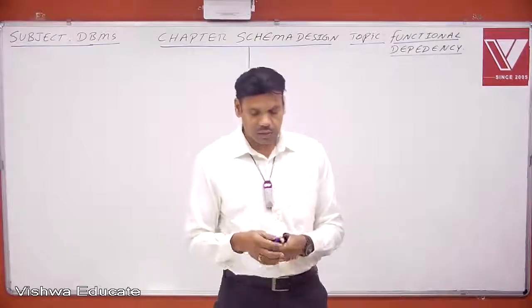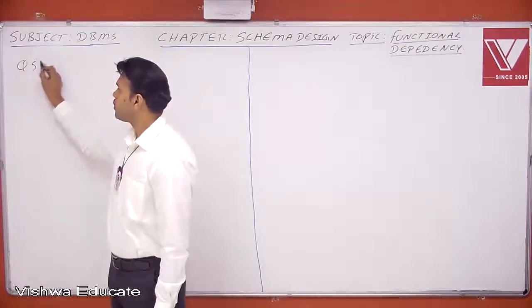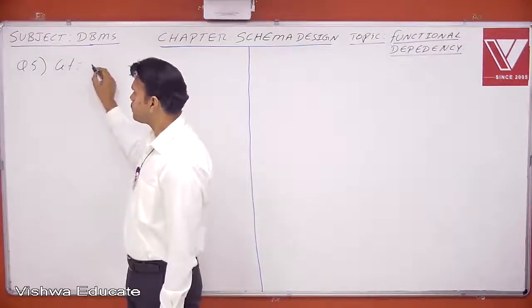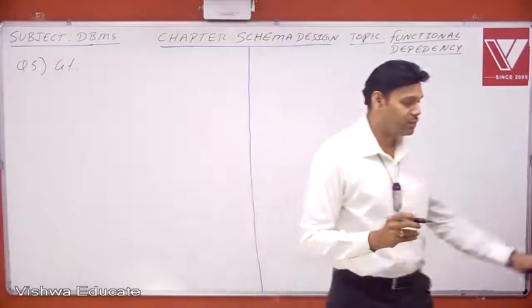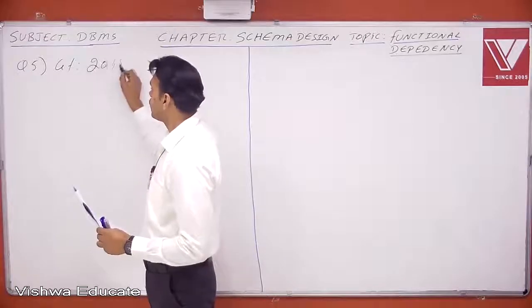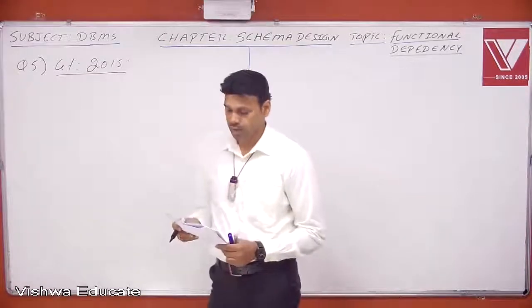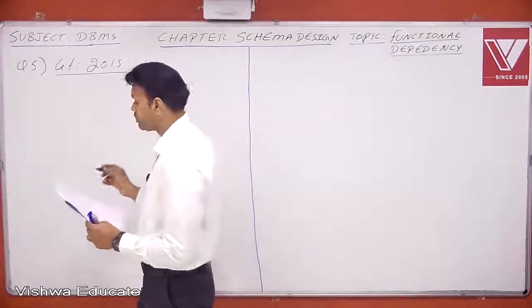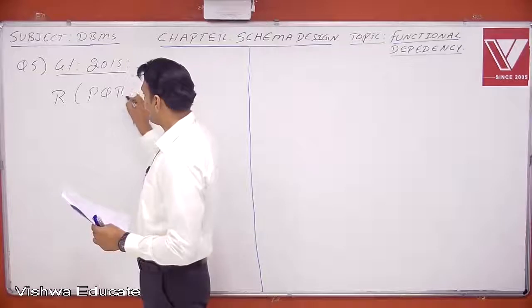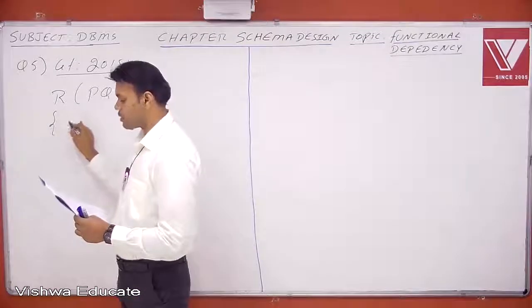So we are trying to solve one more question, that is question number 5 of your classroom workbook, which is a GATE question given in the year 2015. So this question is also based on functional dependency. So what is this question telling you? It has given some relation with some attributes and some functional dependencies.